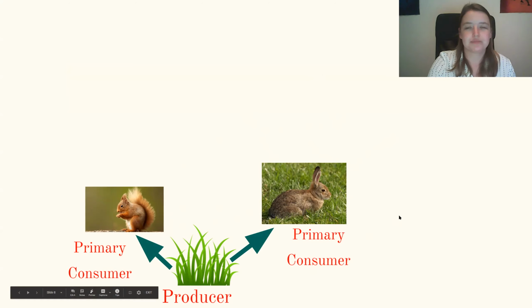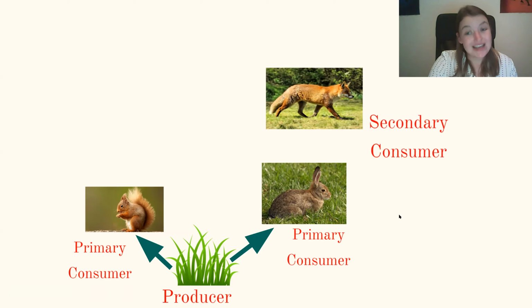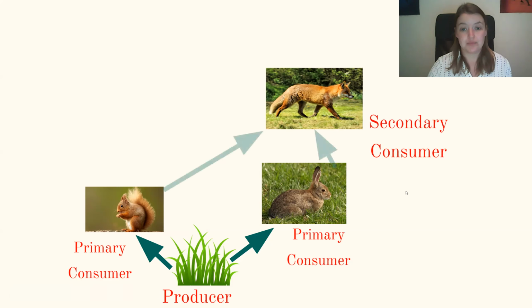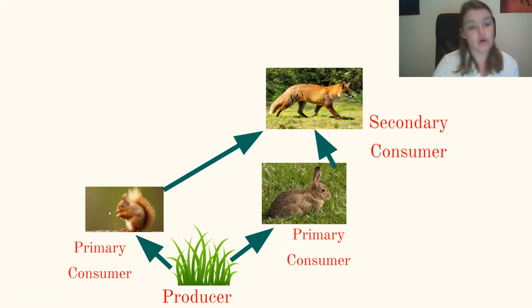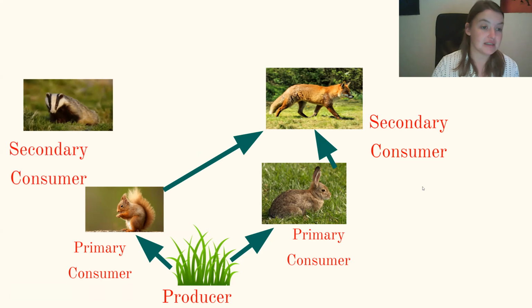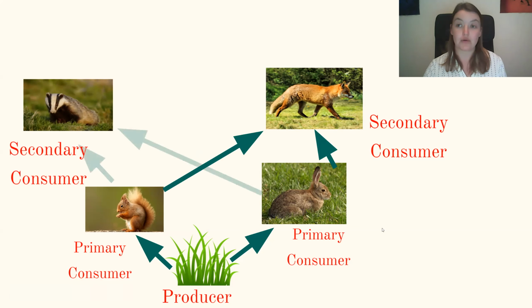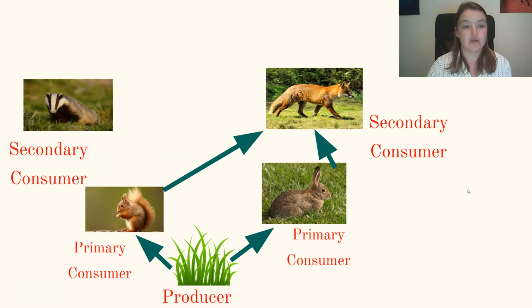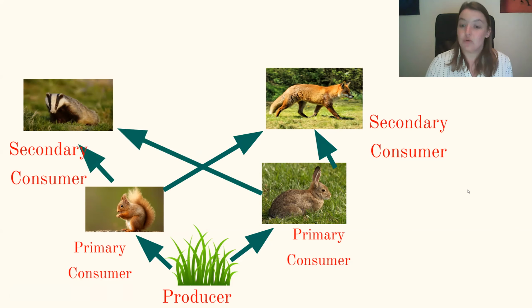The energy is transferred from the grass to the rabbit, and the energy is transferred from the grass to the squirrel. Now, what predators do squirrels and rabbits have? Well, the fox is a secondary consumer, and it will eat both the rabbit and the squirrel. So energy can be transferred either from a rabbit to the fox or from a squirrel to the fox. There are also other predators that may consume our primary consumers. We have got the badger. The badger will also eat rabbits and squirrels.